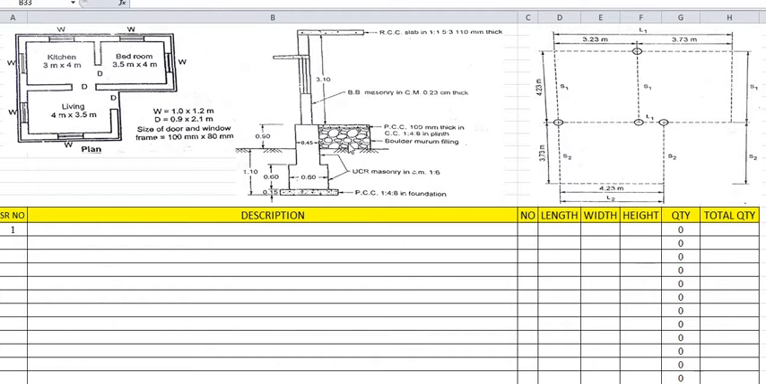Always read the section and plan drawing properly. There is no missing data. Every data will be given, but indirectly we have to calculate it. All the things are mentioned in the drawing, but indirectly we have to calculate. Again, the height of the second step UCR has not been directly mentioned, so we have to find out the second step UCR height also. We will see one by one.